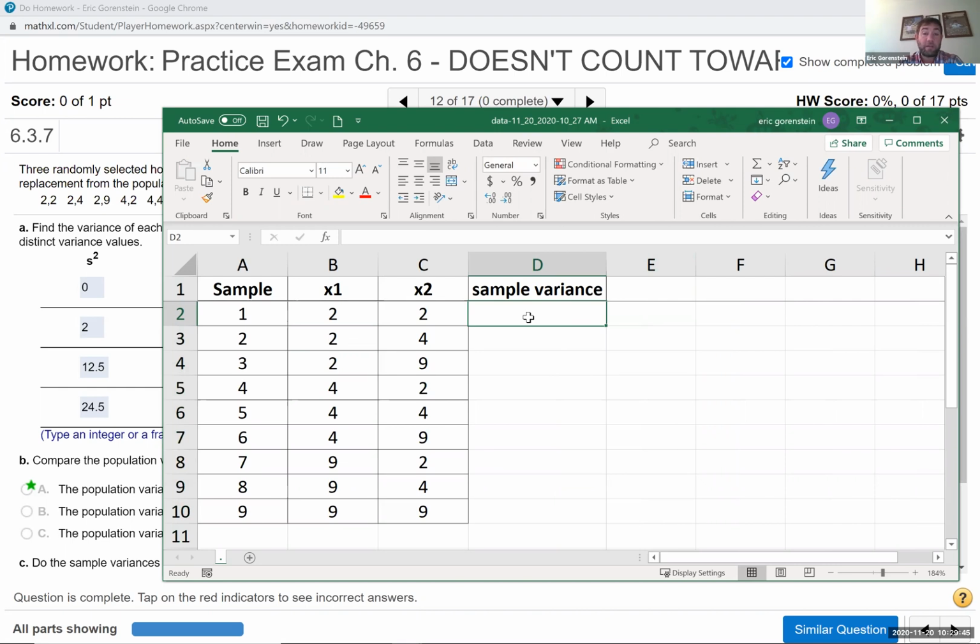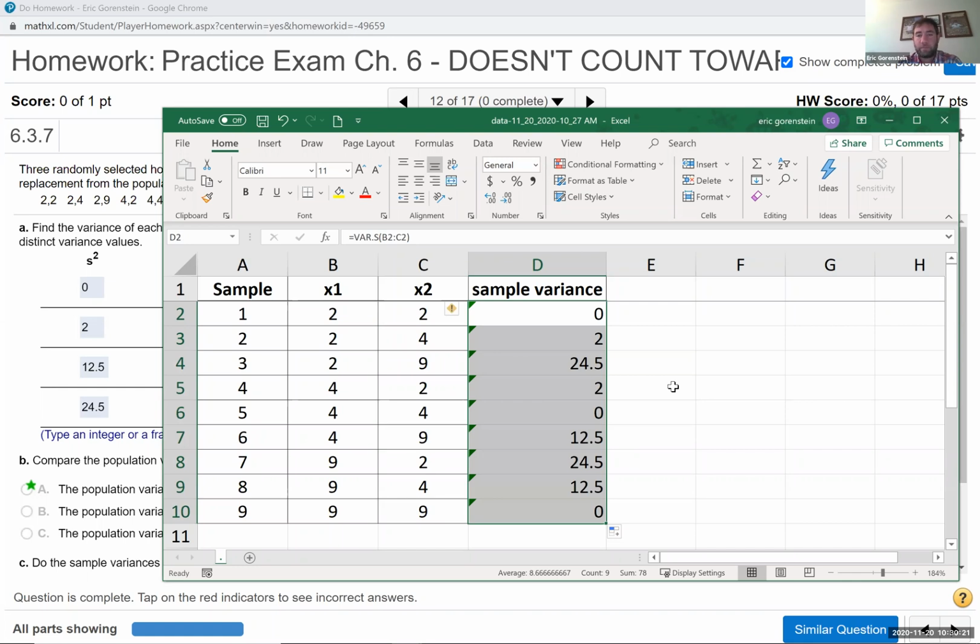Okay, so we want the variance of the 2 numbers to the left. That should be easy enough. We have a function for variance, var.s. That's our function for sample variance, and we want the variance of these 2 numbers, B2, C2. All right, so that will give us the variance of the first sample, and then we could just copy or drag that down to get the next 8. So we do it once, Excel will do the next 8 for us.